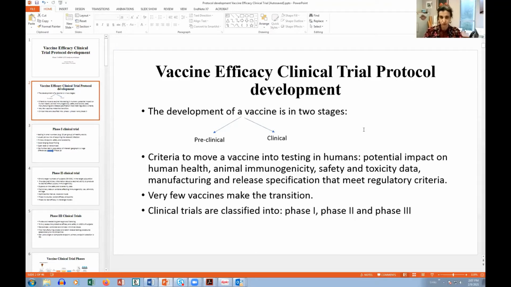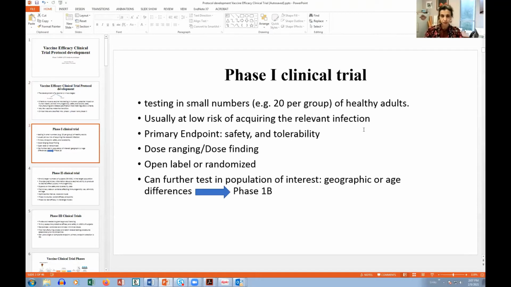and phase 3. Briefly to go over the phases, in phase 1 clinical trial, a vaccine of interest is tested in small numbers. An average number is 20 per group, but give or take, usually in healthy young adults, avoiding extremes of age, and patients with underlying comorbidities.